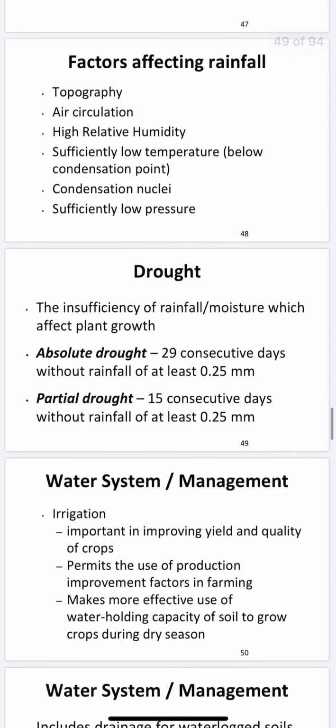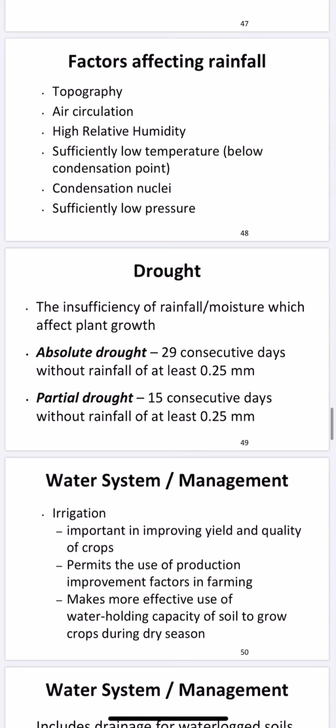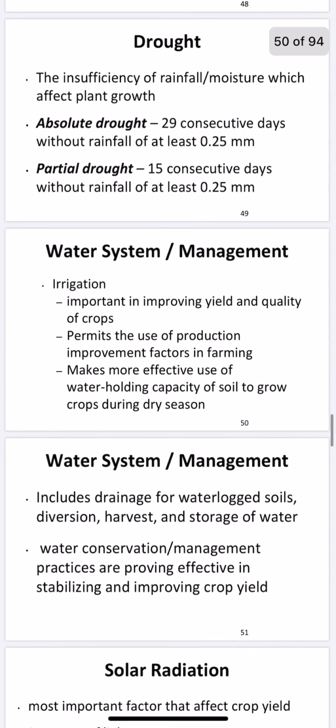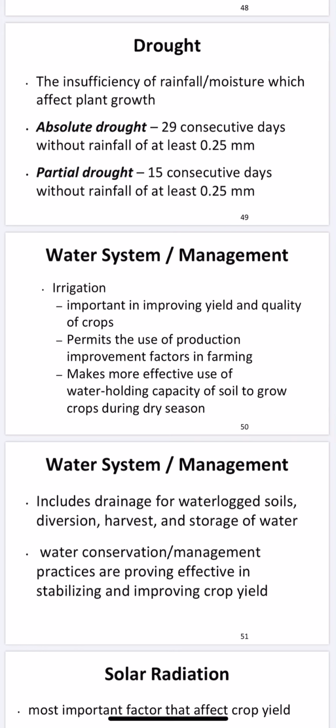So these are the factors that affect rainfall. We have topography, air circulation, high relative humidity, sufficiently low temperature, which is below condensation point, condensation nuclei, and sufficiently low pressure. So why does drought happen? It's just the insufficiency of rainfall or moisture which affects plant growth. So this can be classified into two, absolute or partial.